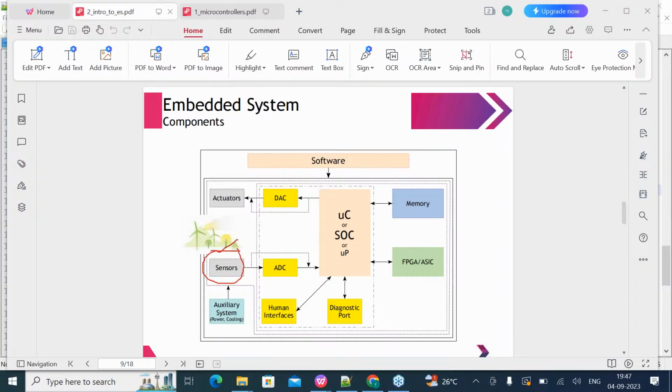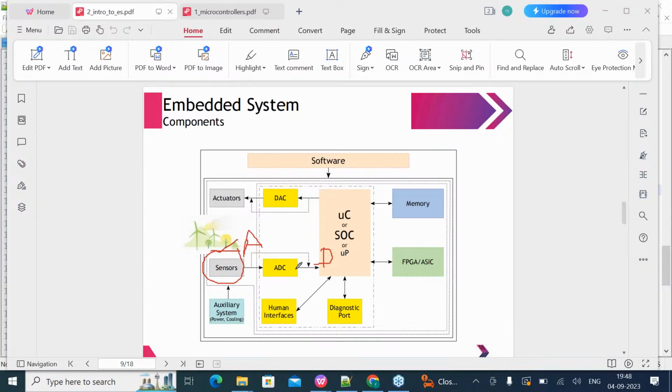If I talk about the sensor, what will be the output of the sensor? Don't you think it's going to be analog, right? Do our microcontrollers work on the analog signal? No, they need digital signals. They work on ones and zeros, digital signal, and the output of the sensor is going to be analog. So what you need in between is an ADC to convert this analog signal to a digital signal.